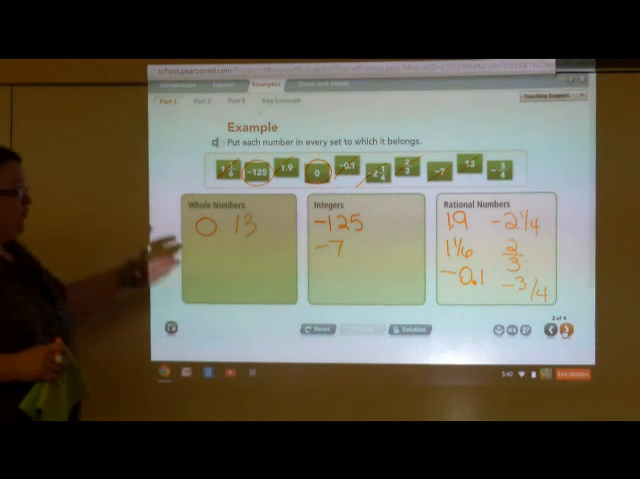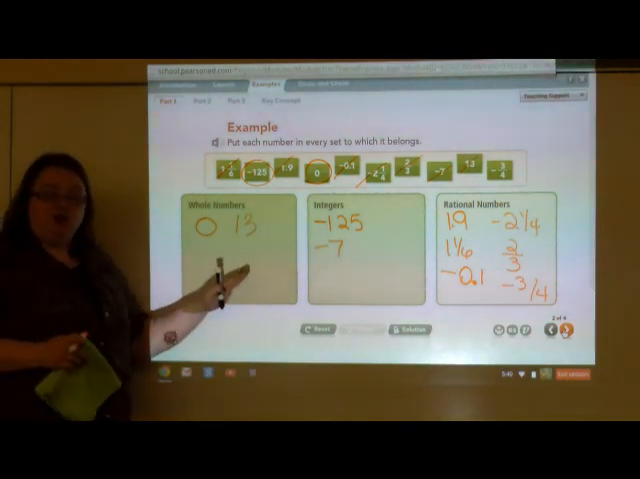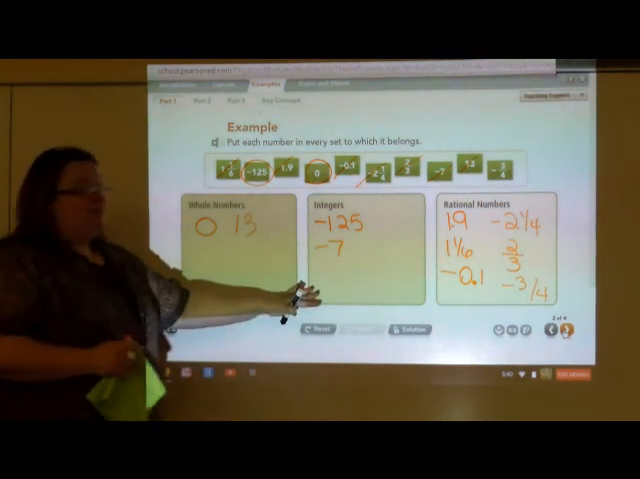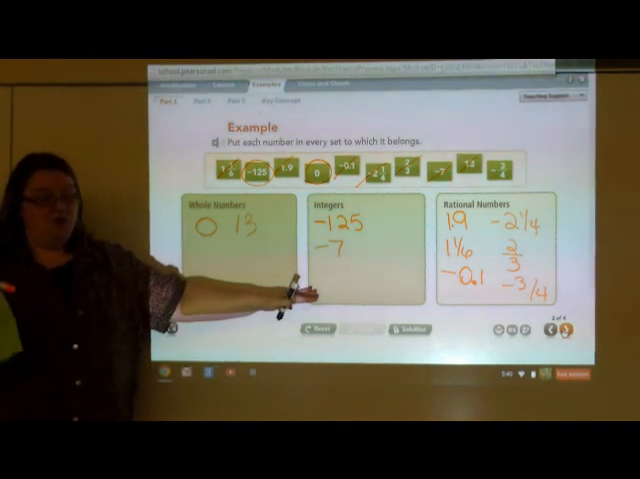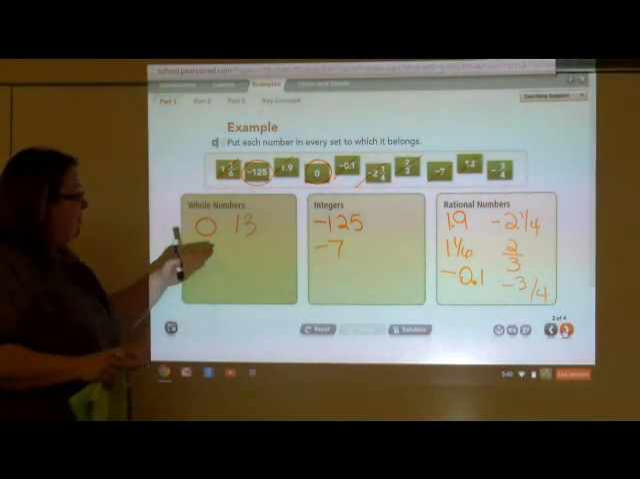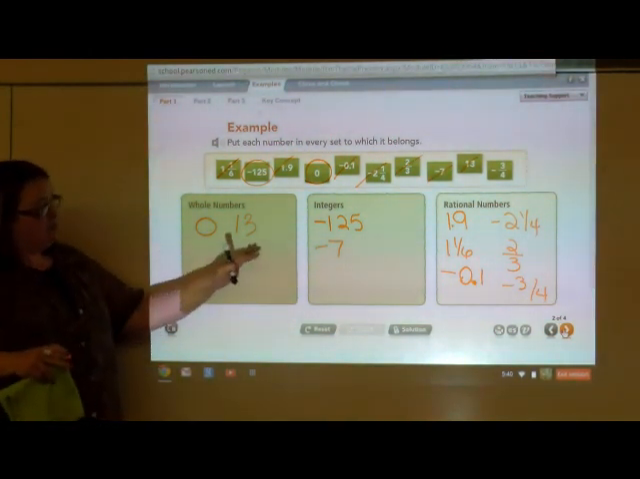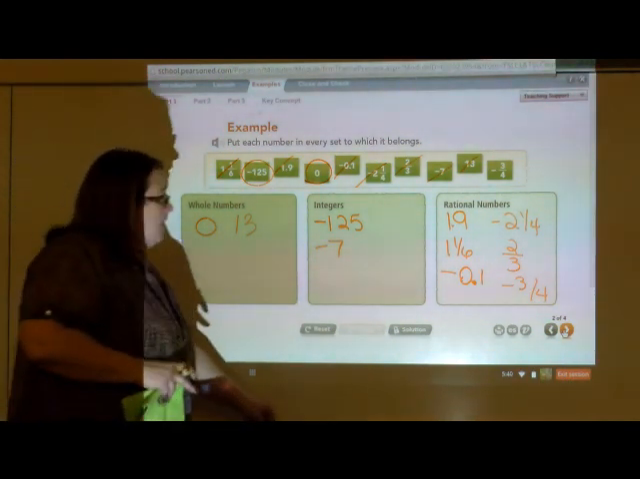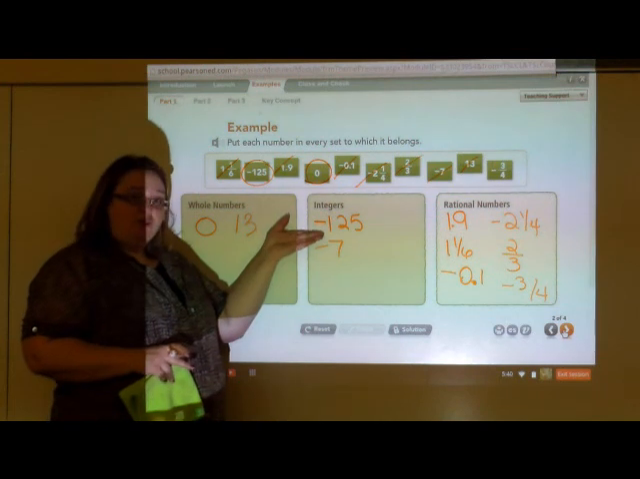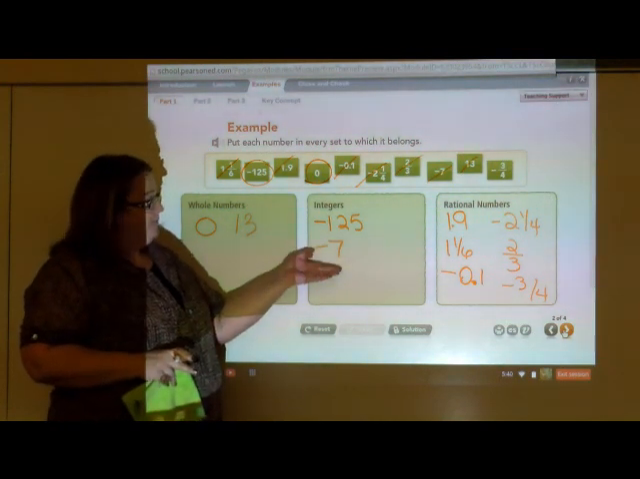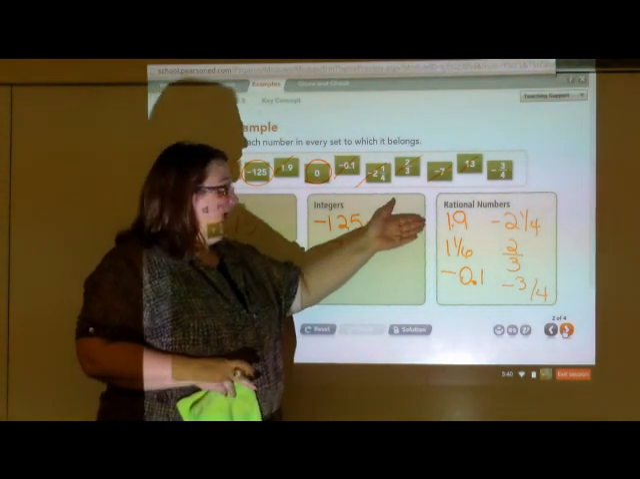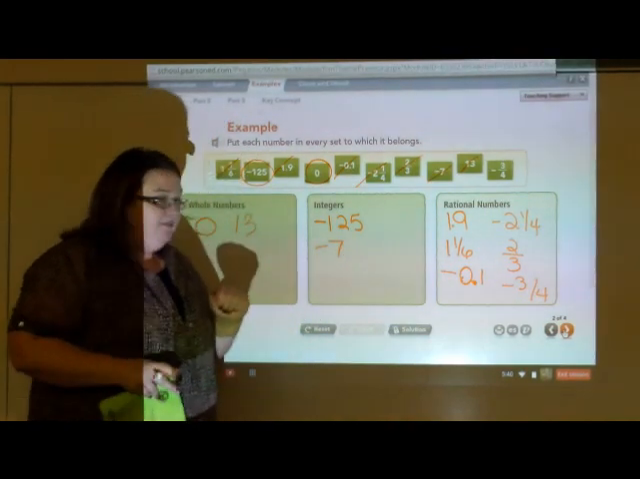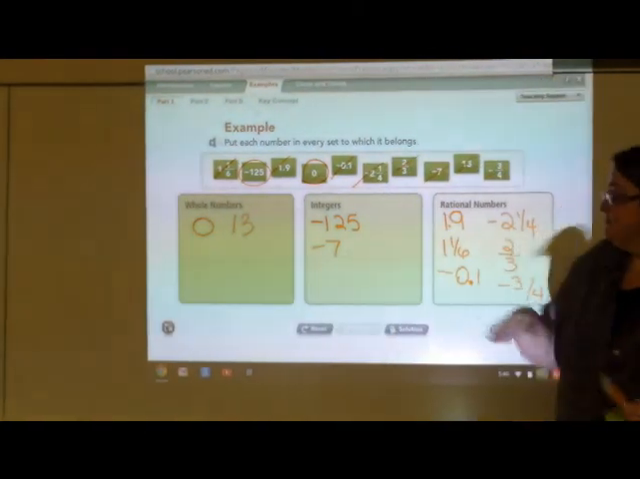Okay. So hopefully you've done this and you're matching your numbers up to mine. Now let me know if I make a mistake, because you know that does happen. But I have my whole numbers listed as 0 and 13. Those are the most specific cases I can get them in. My integers, I have -125 and -7. So then I come over to my rational numbers, and I have, let me set all the cameras right, sorry guys.